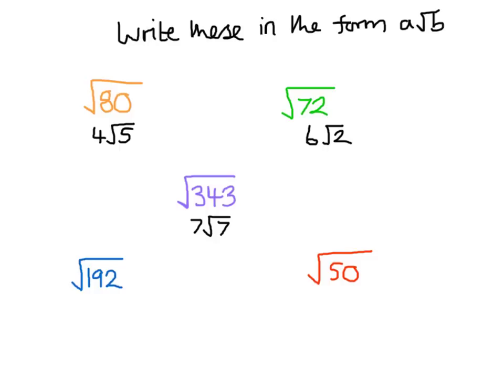192, 64 goes into 192. Square root of 64 times the square root of 3. So the square root of 64 is 8 lots of the square root of 3. And finally 50, well 25 goes into 50. So that's the square root of 25 times the square root of 2, which is just 5 root 2.